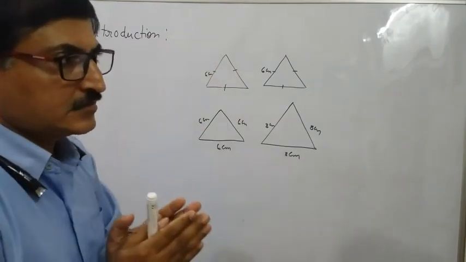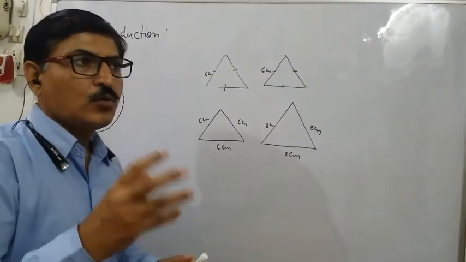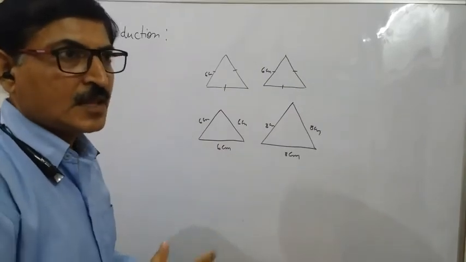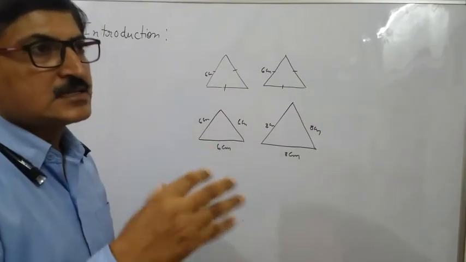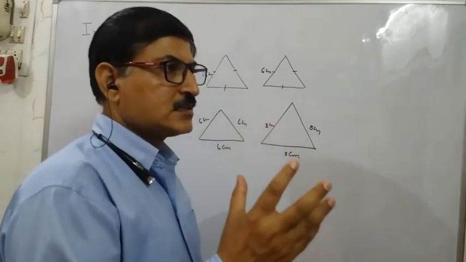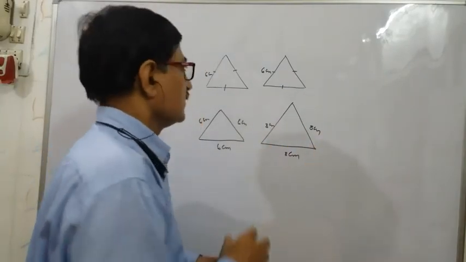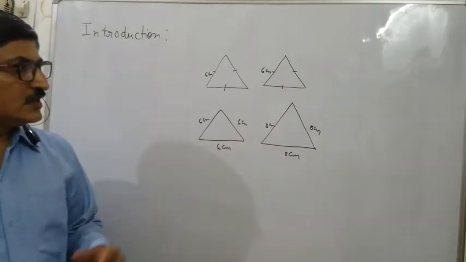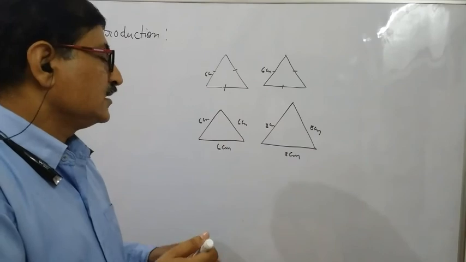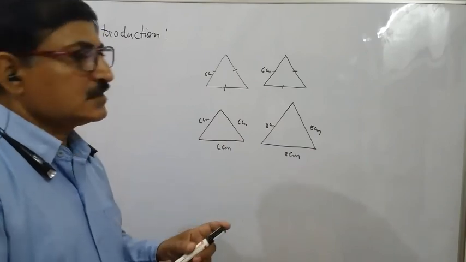They are similar. Other examples: two squares that have different sides will be similar. Two circles that have different radii will be similar. It means circles of different radii are similar. So this is the basics in the triangle, what are similar figures and what is the difference between congruency and similarity.